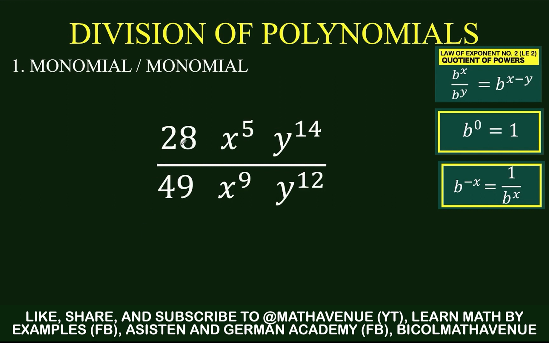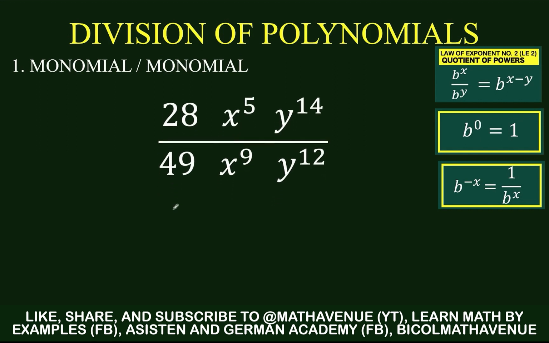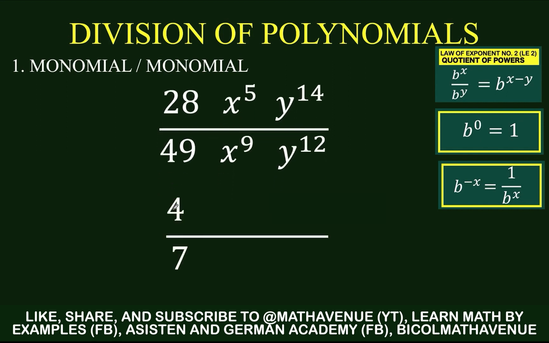Then simplify. 28 divided by 49 is equal to 4 over 7 in lowest term. X to the 5th divided by x to the 9th, we are going to apply law of exponent number 2. So we copy the common base and subtract 5 minus 9. That resulted to a negative exponent. And when the exponent is negative, we can write that in the denominator with positive exponent. So we now have x to the 4th, but in the denominator. Now y to the 14th divided by y to the 12th is y squared. And this is now the result. So the final answer would be 4y squared over 7x to the 4th.